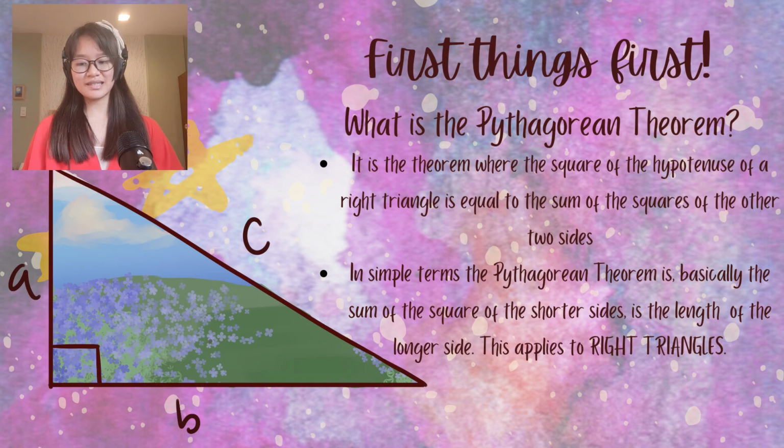First things first. The Pythagorean theorem is the theorem where the square of the hypotenuse of a right triangle is equal to the sum of the squares of the two other sides. That sounds pretty complicated, but it was Google who gave me that information, so let me simplify it for you. In simple terms, the Pythagorean theorem is basically the sum of the squares of the shorter sides. That will be the length of the longer side. This applies to right triangles, and I repeat, right triangles.